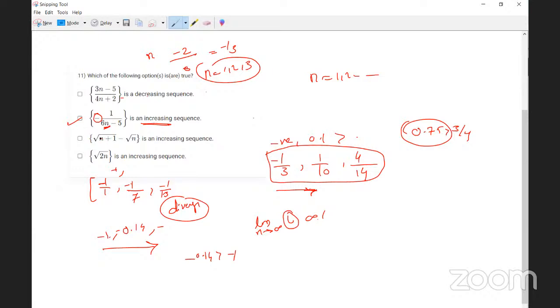Here also, if I put n equals 1, I get 2 minus 1. Then if I increase n, it should be decreasing, sir. It is always increasing, right? If I put n equals 2, it will also be decreasing. Yes, it is decreasing. So my B and C will be correct.